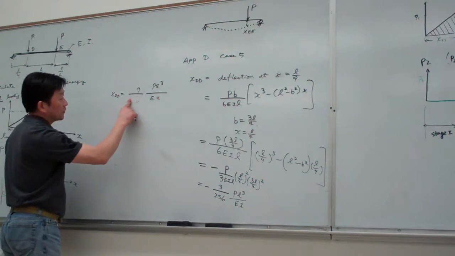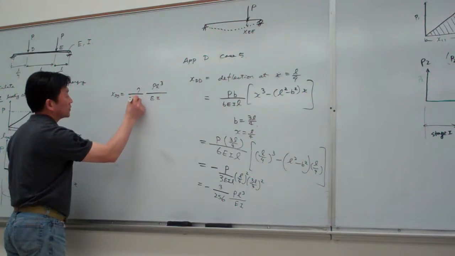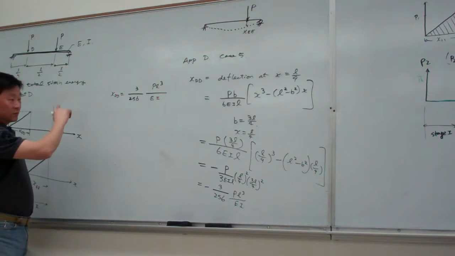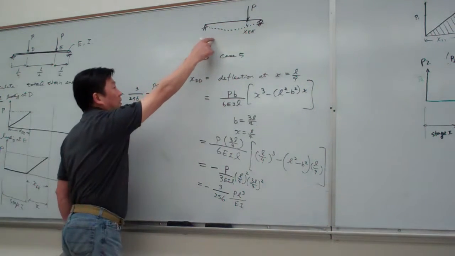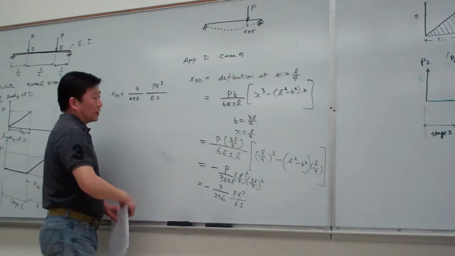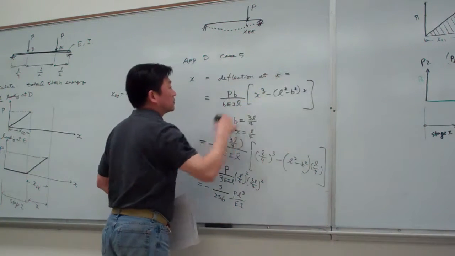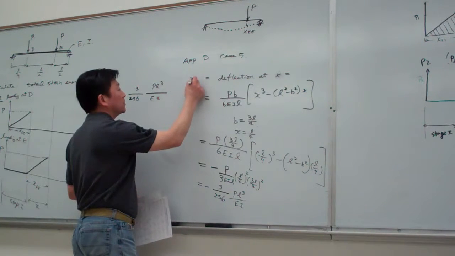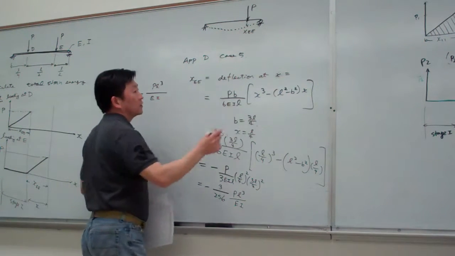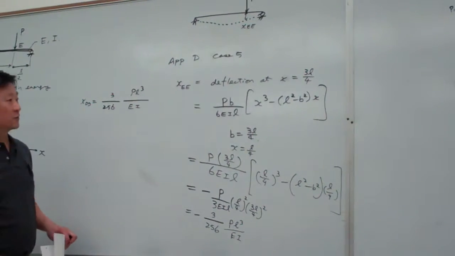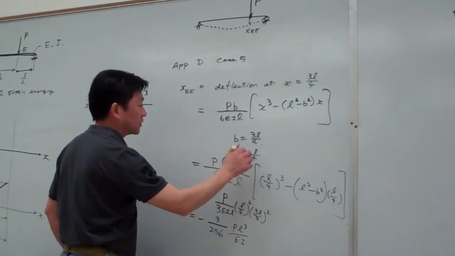So let me modify this one. That is 256 into 3. Okay, so that is the first one. And now we focus on this one. For this one, we can change everything quickly here. So that will be when XE, we do the calculation at 3L over 4, right? Okay, so that is for this case.